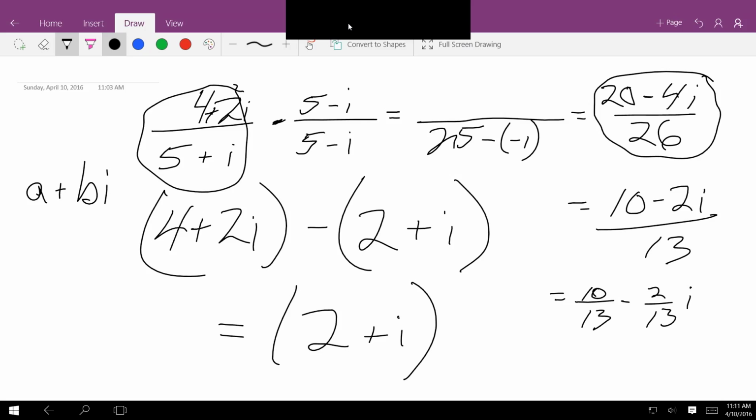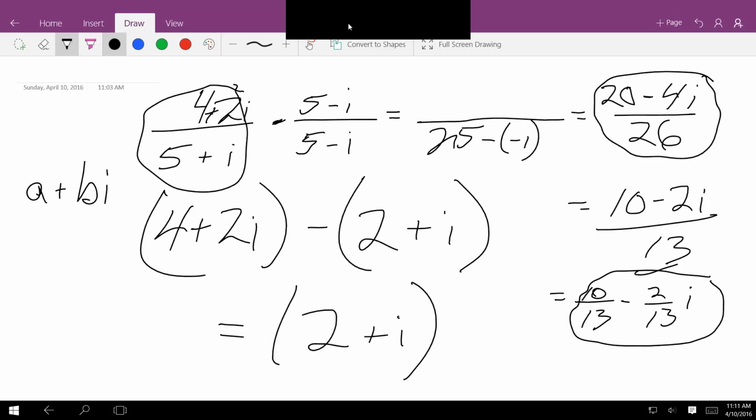Yeah, if you type this in, is this one of those things where you get two or three chances, right? Yeah. Okay. Did this work? 10/13 minus 2/13 i? Yeah, no, that works. Yeah. I didn't know whether they had requested it in a plus bi format or not.